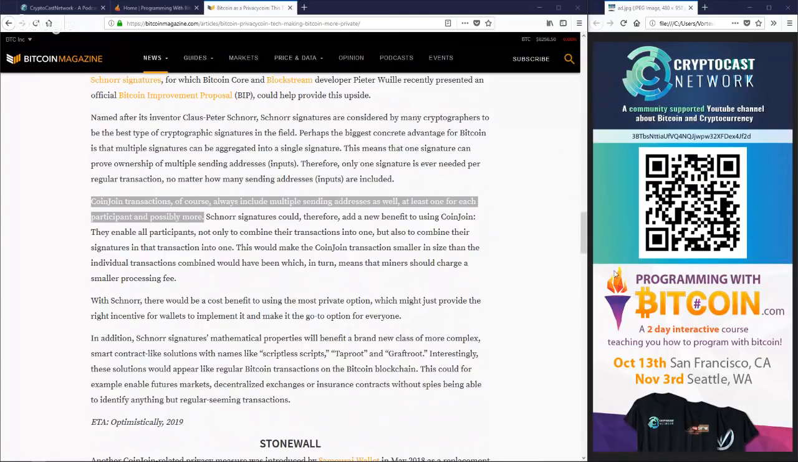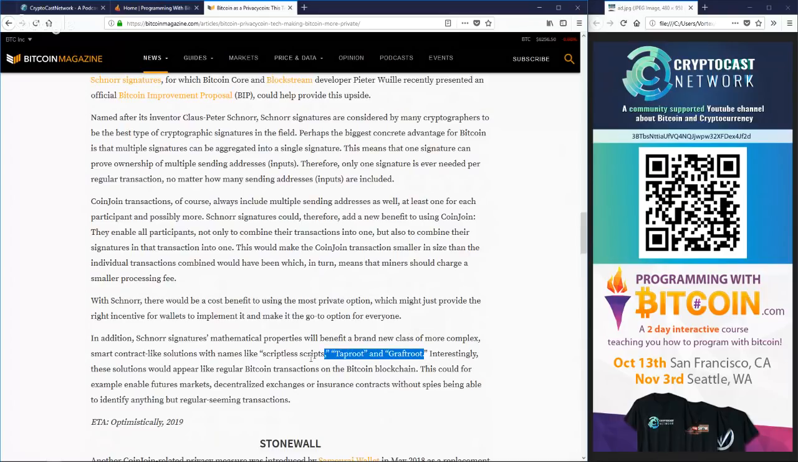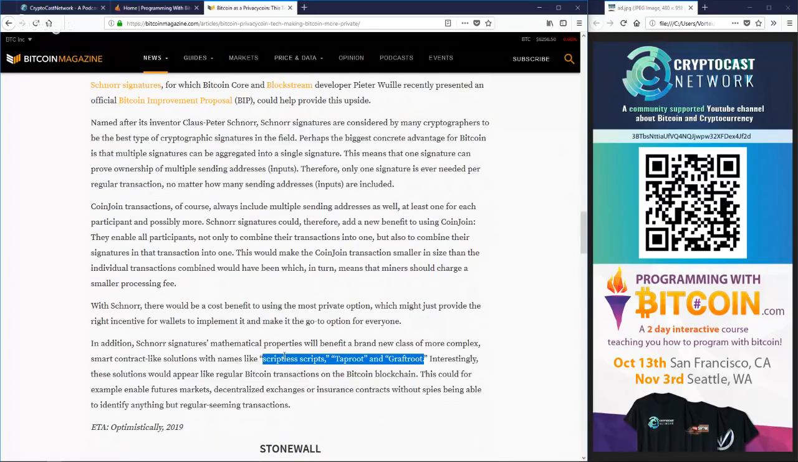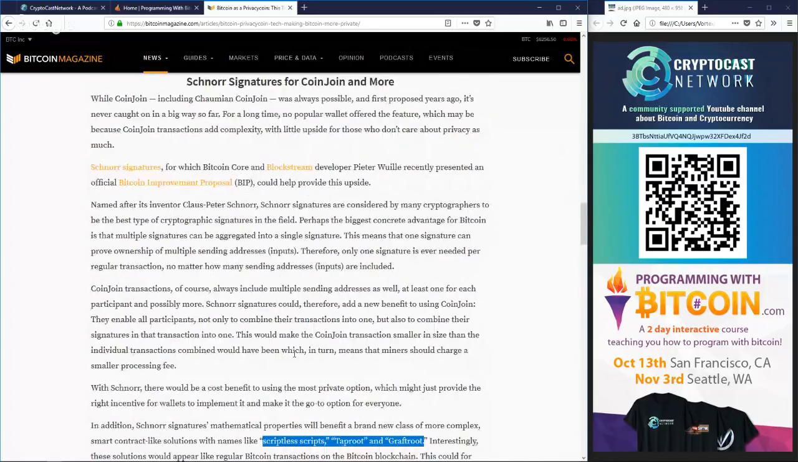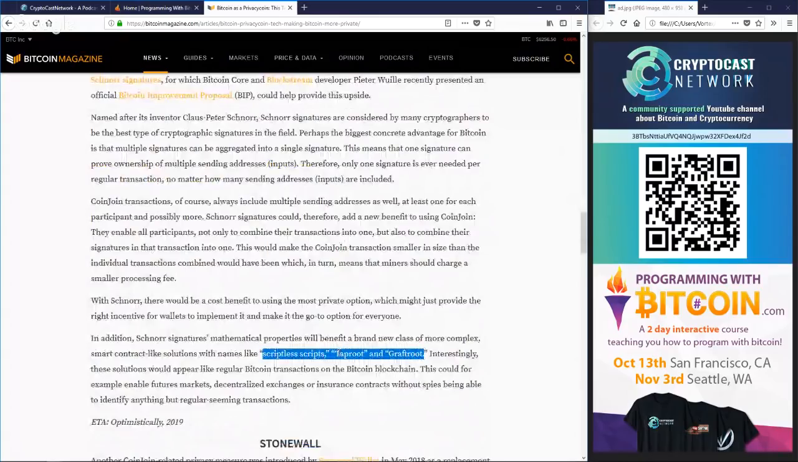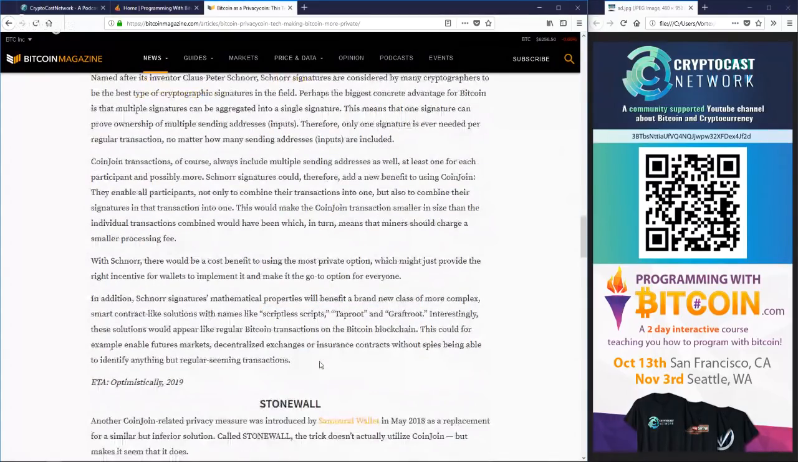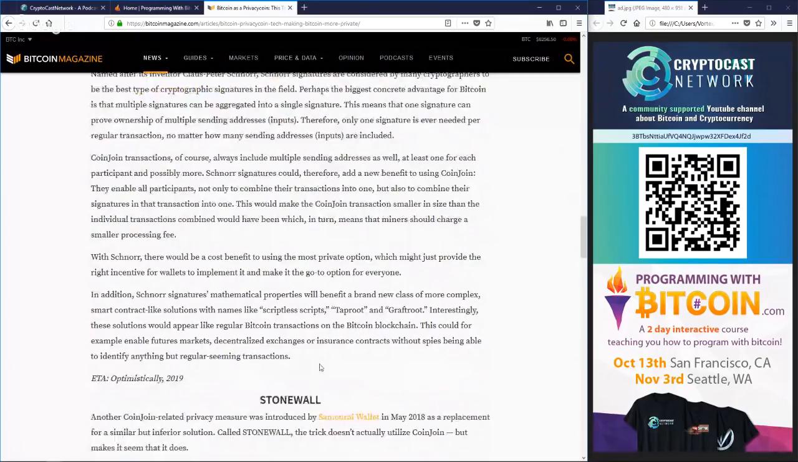Okay, awesome. Maybe you can talk a little bit about scriptless scripts or Taproot and Graftroot that Schnorr actually enables. Just briefly, for the audience, because so far we learned that Schnorr signatures aggregate up to thousands of signatures into a single signature. That's really great for both efficiency and privacy. But then also, you're right that it enables stuff like scriptless scripts, Taproot, and Graftroot. So maybe you can talk about that, because that is again more privacy technology.